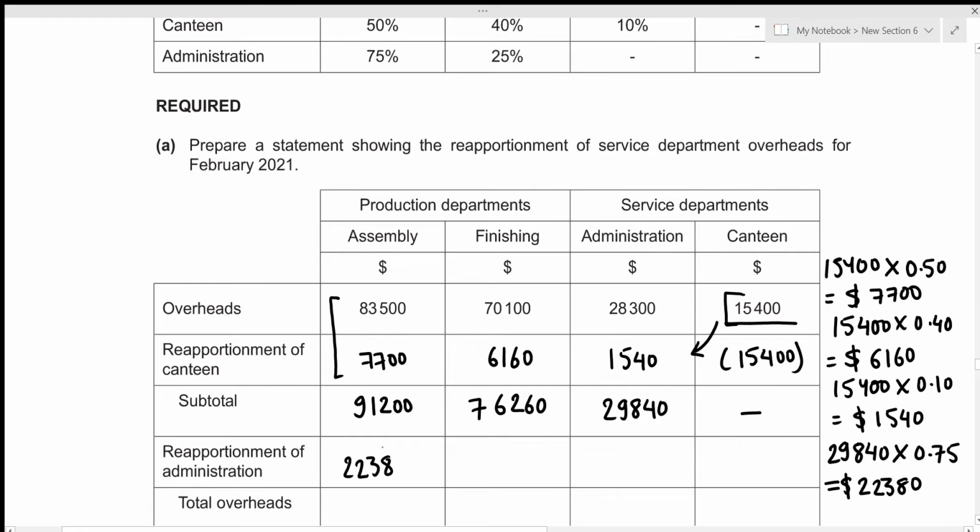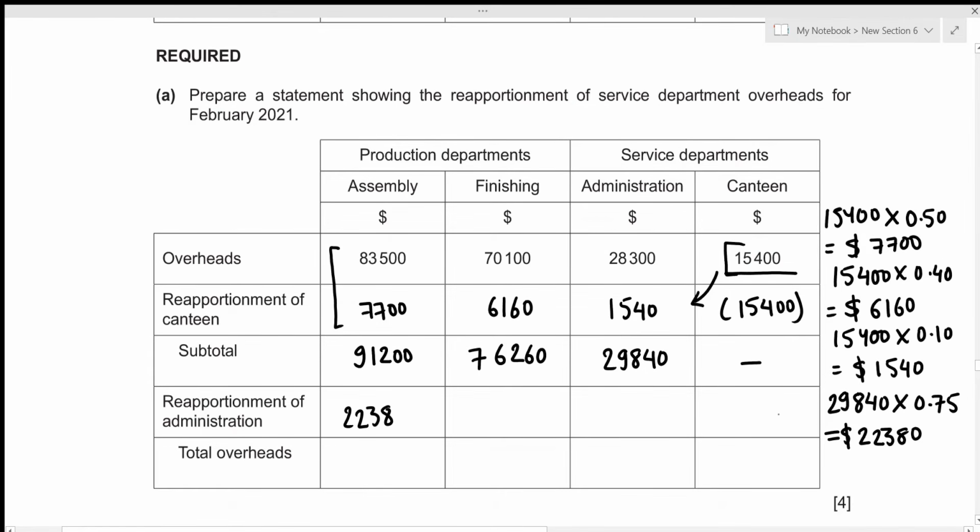And for the finishing department, that's going to be 25%. So we can calculate it by multiplying the total 29,840 with 0.25. This gives the reapportionment amount to be 7,460. Let's write that down. And since we're apportioning this amount to the production departments, we need to subtract this exact same amount from the administration department now. So that's going to be 29,840, but in a bracket to denote that we need to subtract this amount.